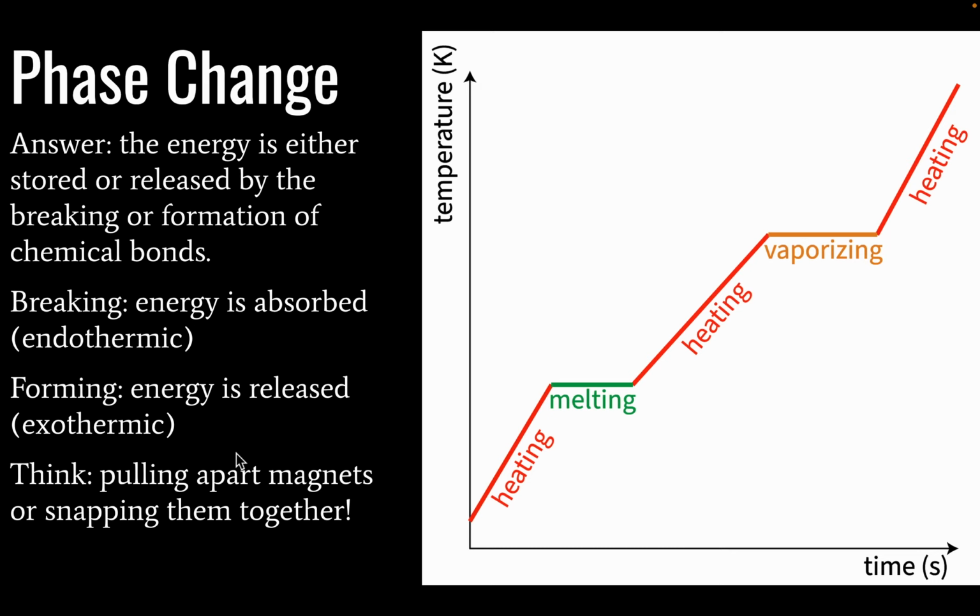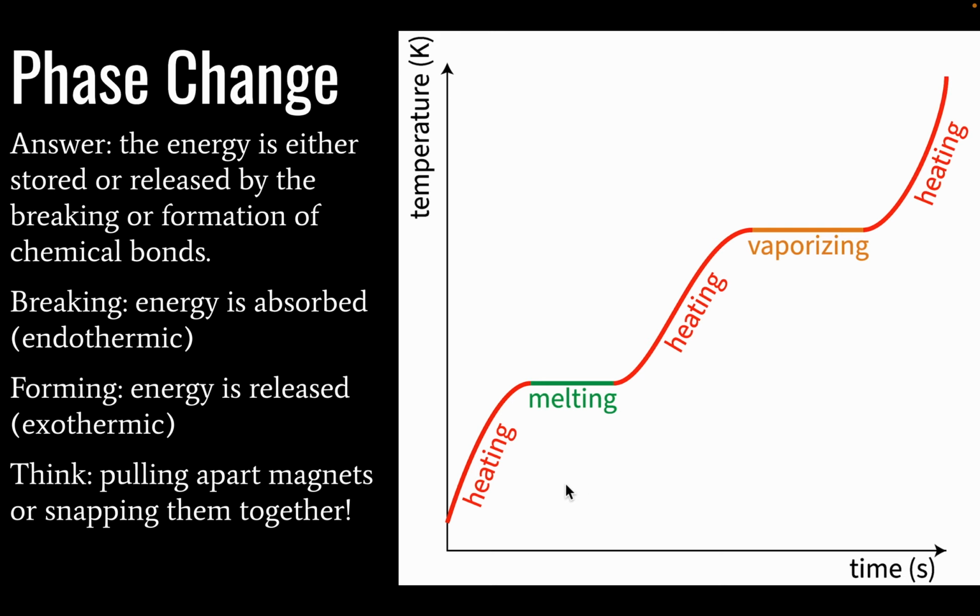And a nice way to think about this is pulling magnets apart. You have to force the magnets apart, so you're adding energy to the system. And when you put the magnets back together, they snap. They make an audible sound, and that's releasing energy. So this is kind of a good model for thinking about your bonds.